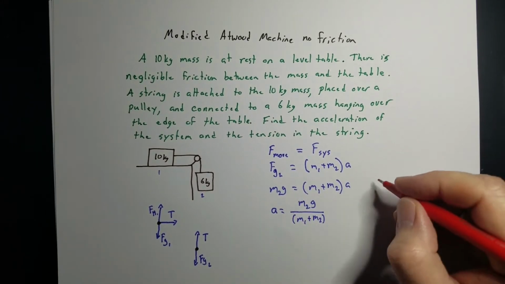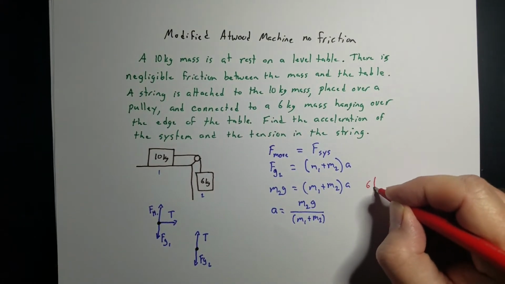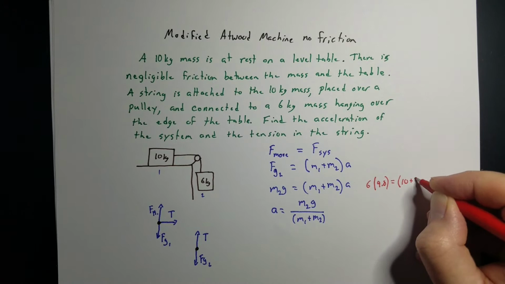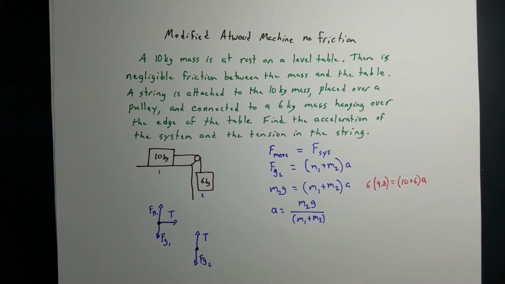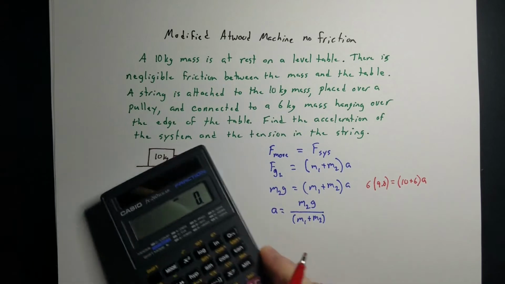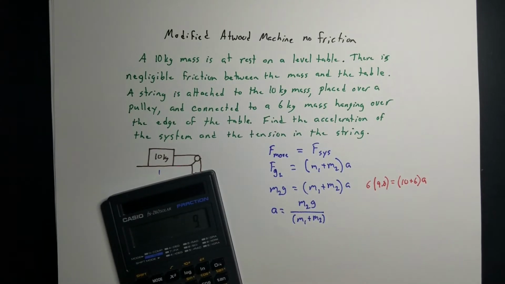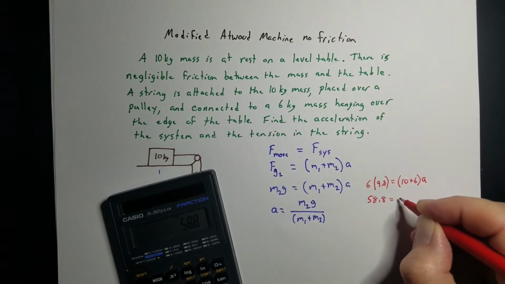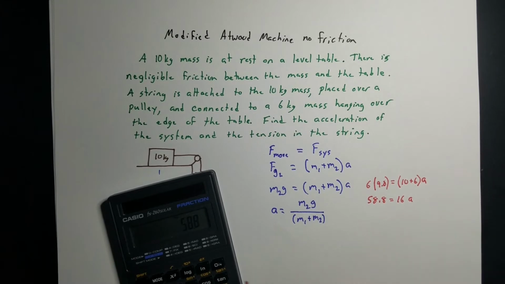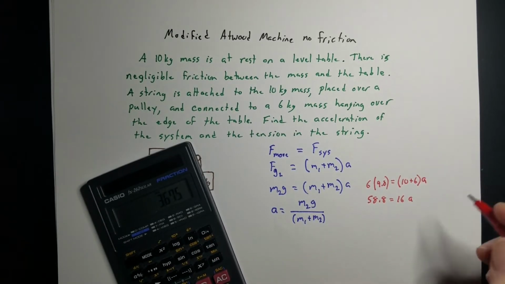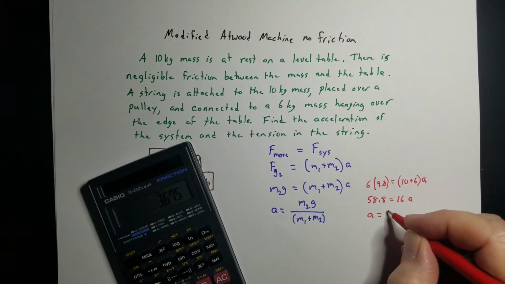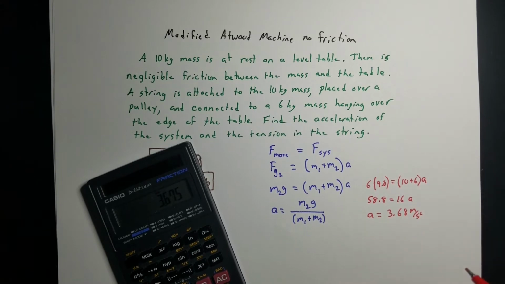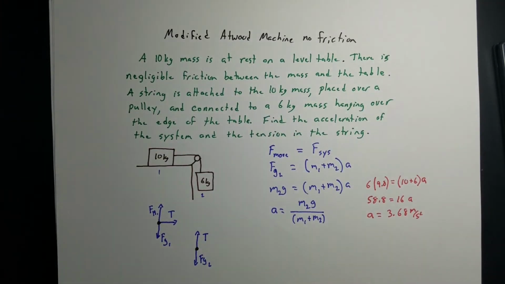So from here, m2 is 6, and gravity is 9.8. m1 is 10, m2 is 6, and we're solving for A. So I want to go ahead and 6 times 9.8 gives me 58.8 equals 16A. Divide both sides by 16, and I get an acceleration of 3.68 meters per second squared when I round it off to 2 decimal places. Okay, so we got the acceleration.